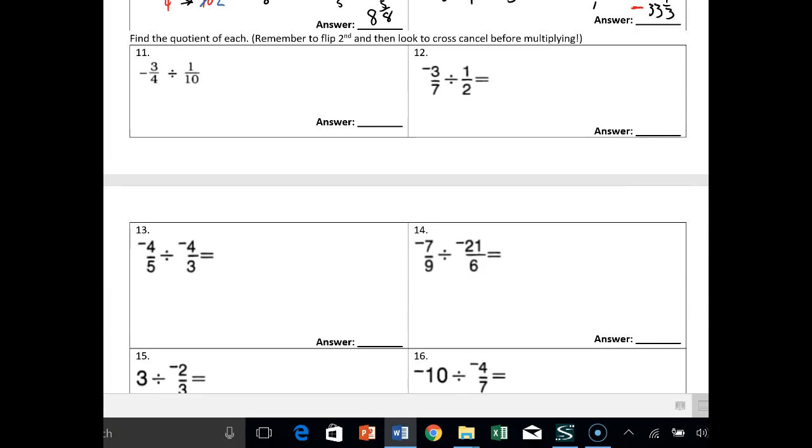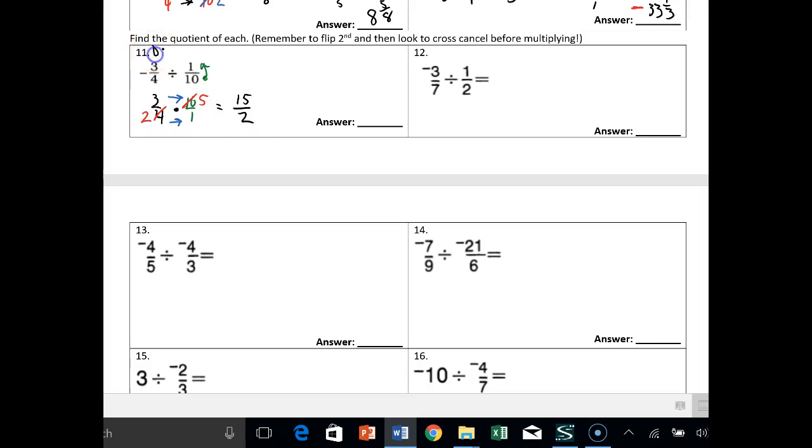All right, so for 11, remember when we divide, we have to flip the second fraction and then look to cross cancel. Gotta flip first before you look to cross cancel. So we got 3 over 4 times 10 over 1. Now I can look to cross cancel. Obviously the 4 and the 10 can be divided by 2. 4 divided by 2 is 2. 10 divided by 2 is 5. I multiply straight across. Get my answer of 15 over 2.